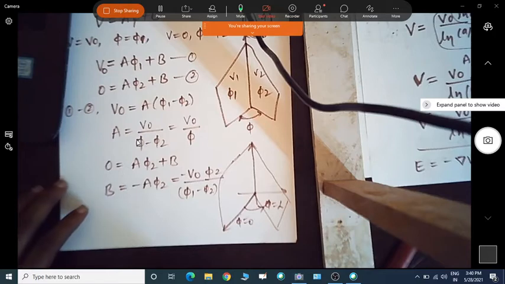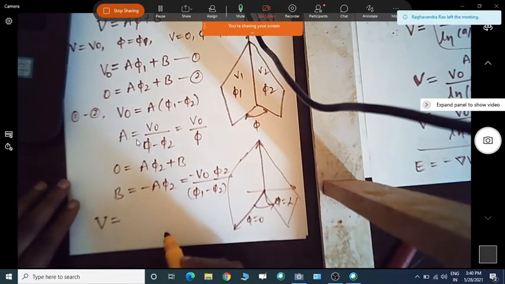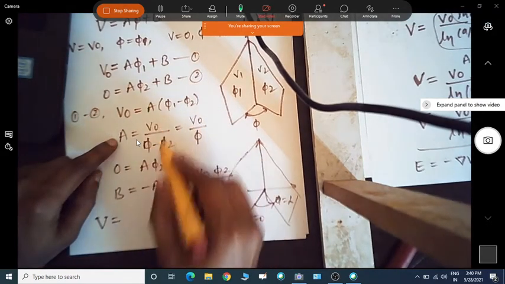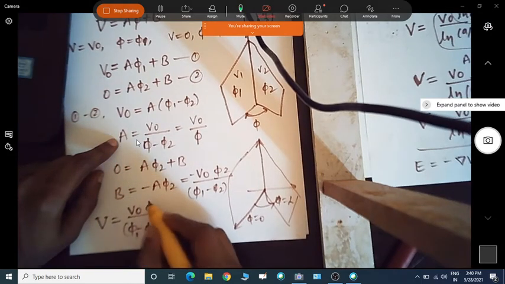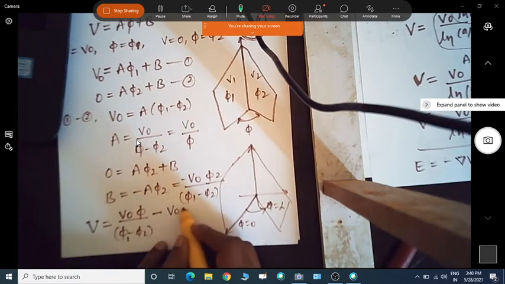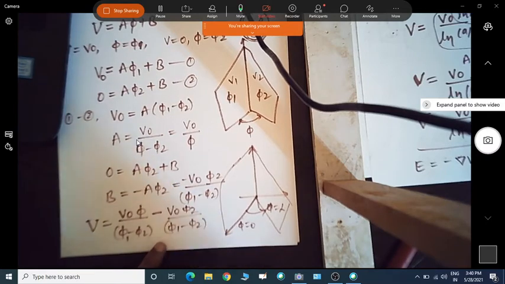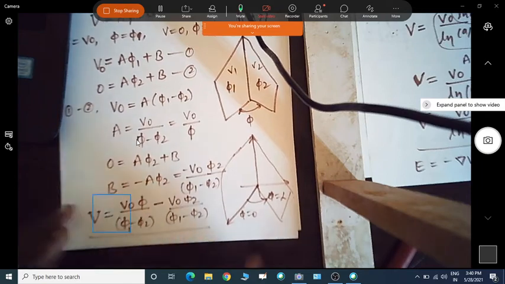So in general any phi we can put, not only at 0, we can put any phi value. Now if I substitute, you are going to get v equal to, the value of a is v naught by phi 1 minus phi 2, into phi, the function of phi, plus b, which is minus v naught phi 2 divided by phi 1 minus phi 2. So this is the general solution we will get, for different values of phi 1 and phi 2.